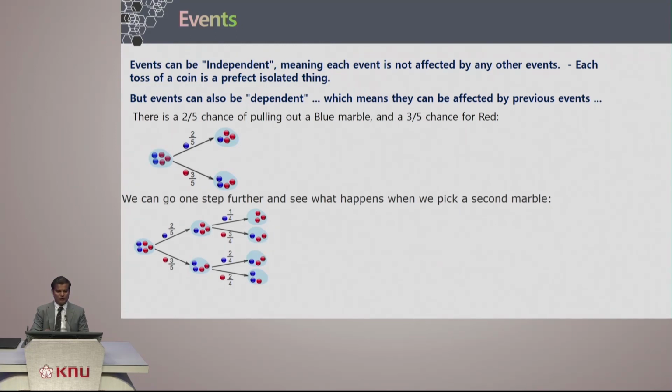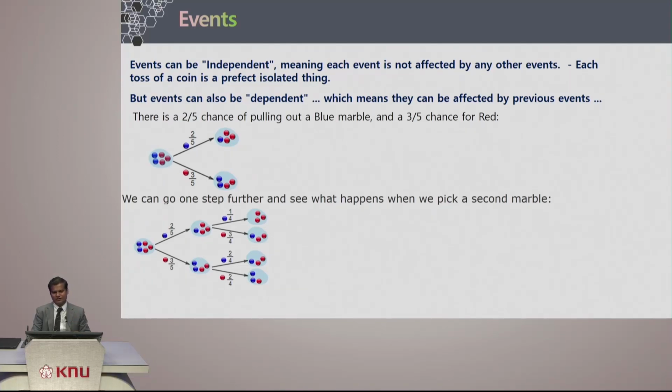We know that when you toss two coins, those coins are independent, because none of the previous experiments is going to affect the current one. So an event can be independent, meaning each event is not affected by any other events, just like tossing a coin. Each time you toss a coin is a perfectly isolated event. It is not influenced by the previous toss or the toss to come. But events can also be dependent, which means they can be affected by previous events.